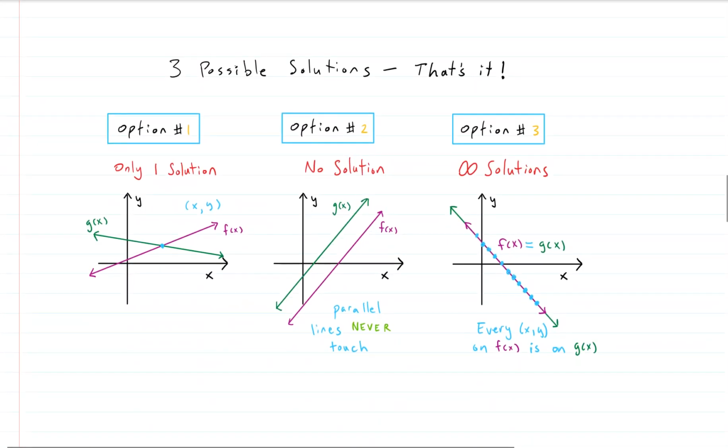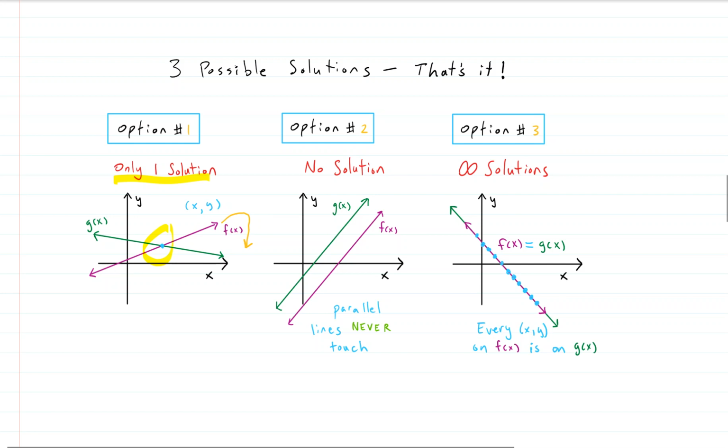So three possible solutions. We only can have three possible solutions. We never will have anything besides these three options. We have the one solution option, which means they cross at one point and that's it. You might be wondering, how can they not cross twice? Well, by definition, lines are straight, so they're not going to curve back around like I've just drawn here. So if they're straight, they only cross once.